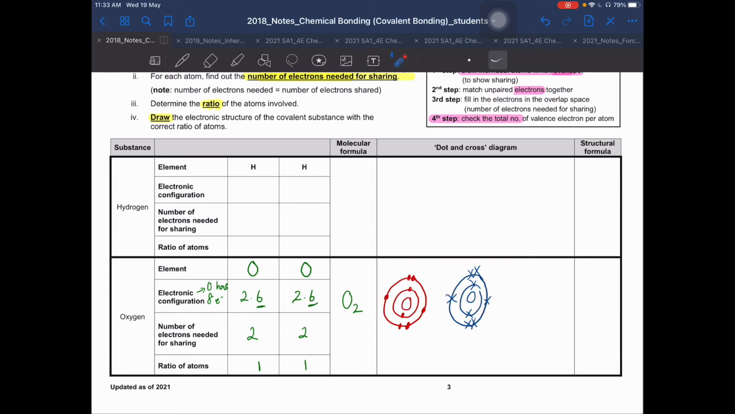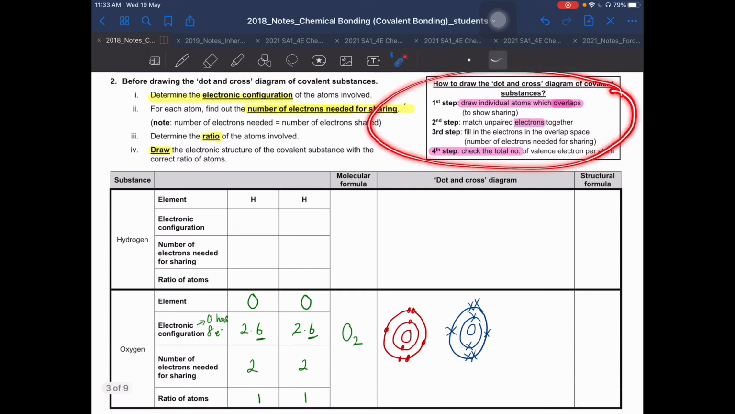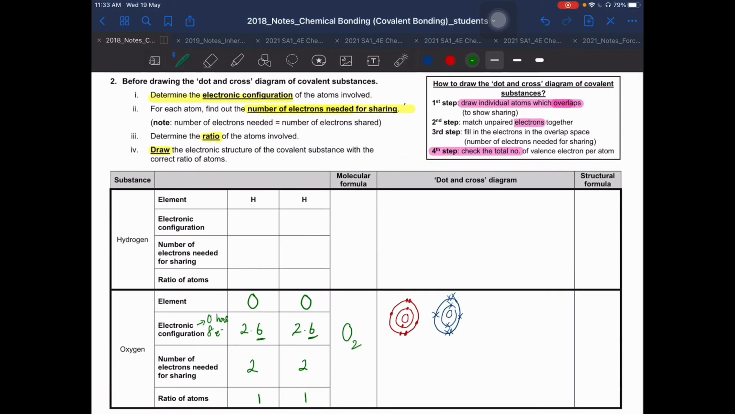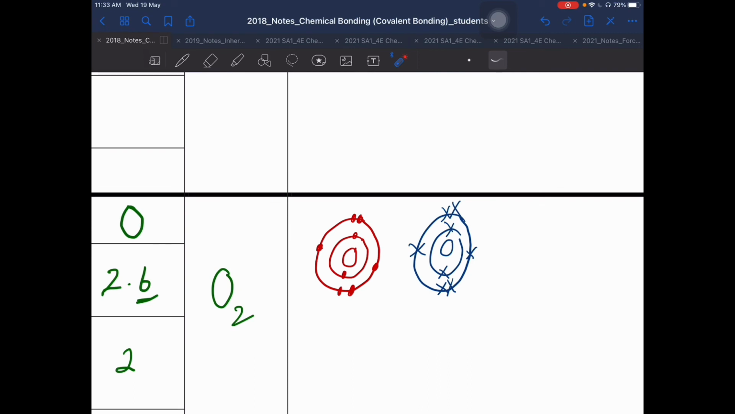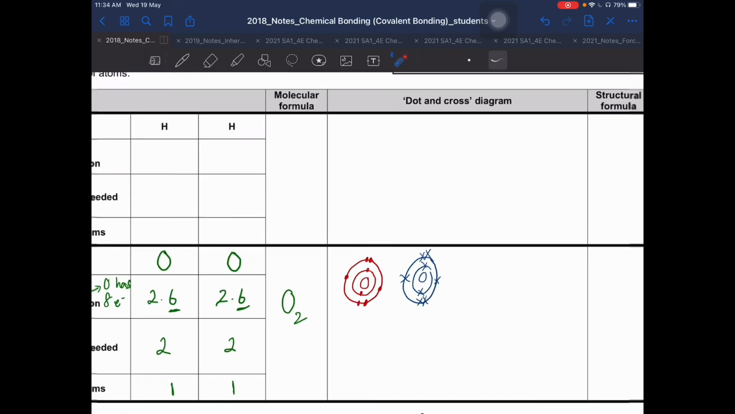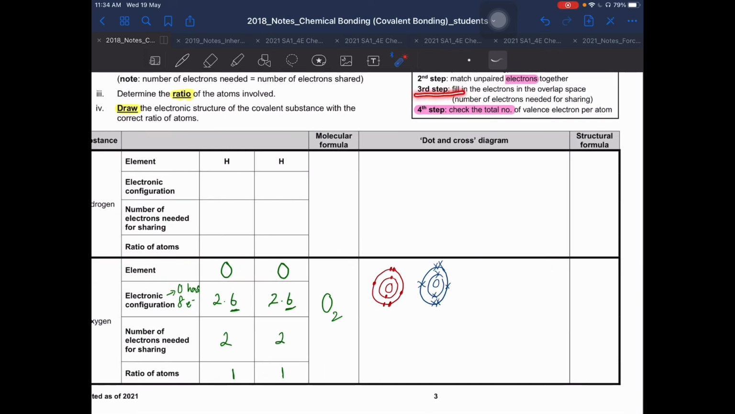So let me go through with you how to use these 4 steps over here. In terms of drawing the actual dot and cross diagram, we are going to start off first following the step here, which is to draw the individual atoms that are going to overlap. And then what we did was we tried to match the unpaired electrons. So what I did was I drew out each of them, then I tried to match those that are lonely by themselves and not being paired. But these electrons must be on the outermost shell. Okay, don't choose those that are inside because they are very stable already. So that's step 2. Step 3, I'm going to start overlapping them, and then I'll put in the electrons.